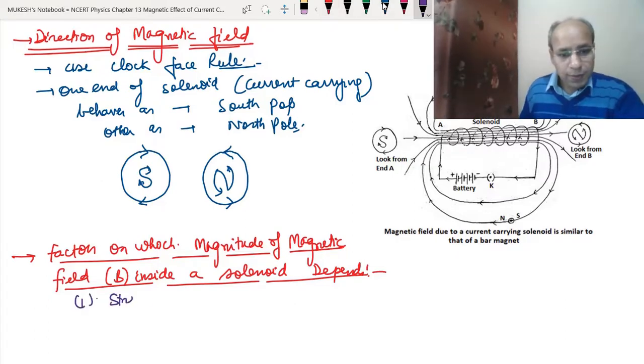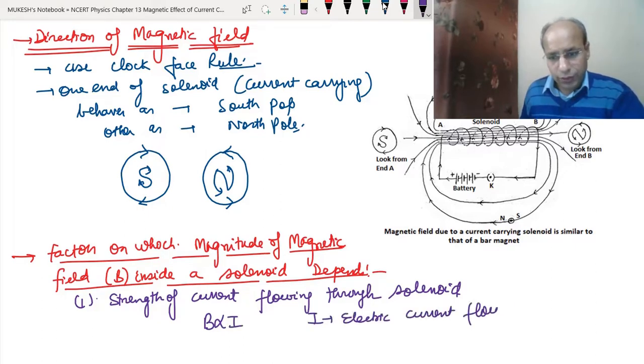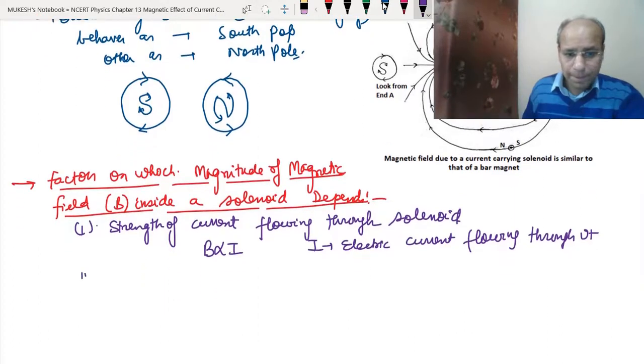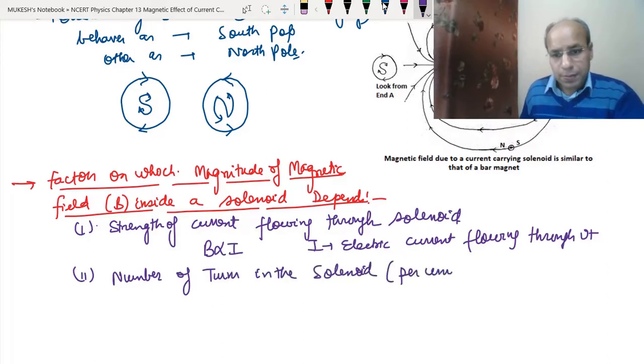Number 1, strength of current flowing through solenoid. That means B is directly proportional to I, where I is the electric current flowing through it. As we already know, the direct relation means when the current increases, the field will increase. When the current decreases, the field will also decrease. The second point is number of turns in the solenoid per unit of length.